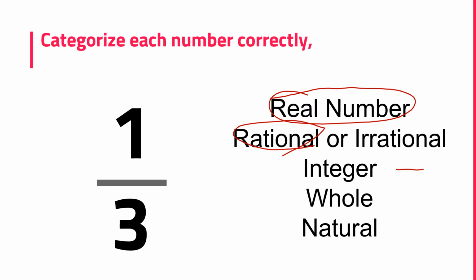Is it on a number line? On a typical number line, no. So if it's not on a number line, it won't be anything below it, right? Think of those nesting dolls. If it's not an integer, it can't be whole or natural either.